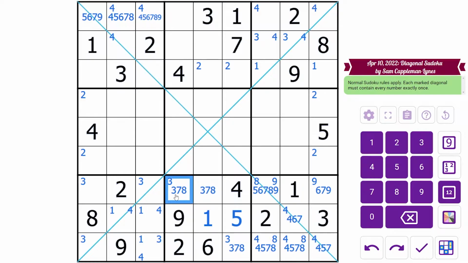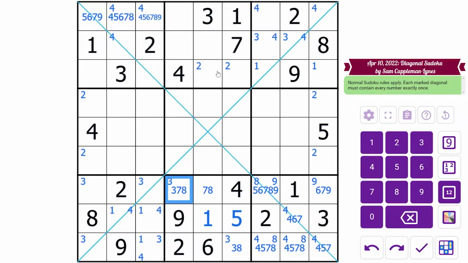And this one, we don't get any more information. In this one, it can't be 3. So it is a 7 or an 8. Indeed, we see 3, 7. 7 can't be here. So this is a 3 or an 8. 7 or an 8. 3, 7, 8. Okay.